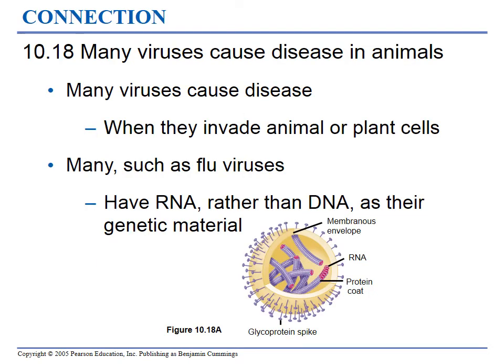All right, so many viruses cause disease in animals when they invade an animal, and plants can get viruses as well. The flu is a very classic virus. It's actually a pretty nasty virus. We're kind of used to it, but it's pretty nasty. And the flu can have RNA rather than DNA.